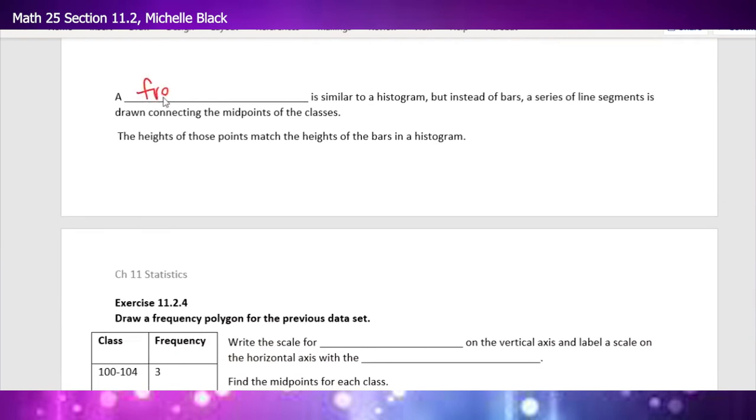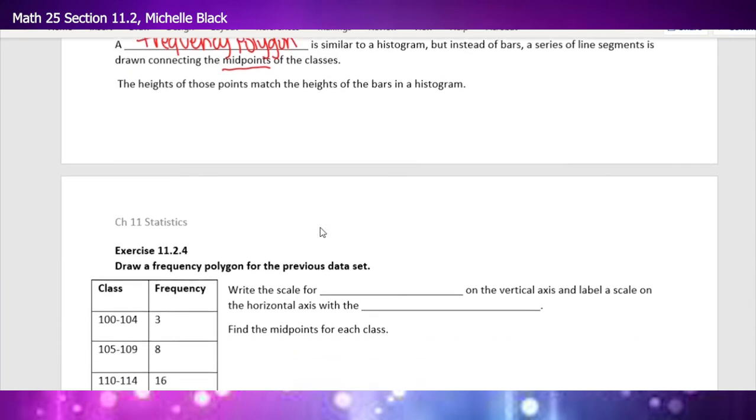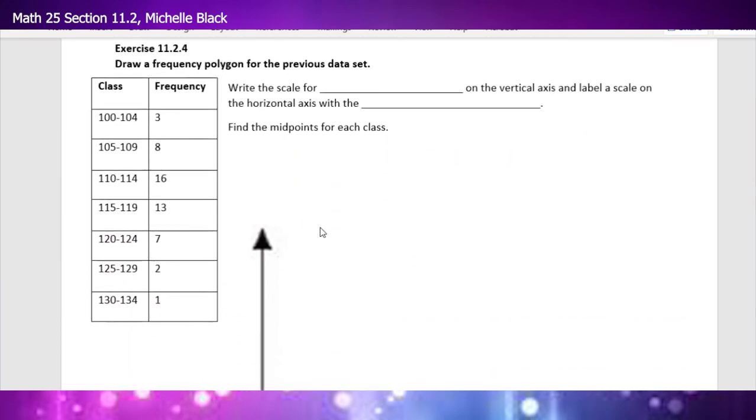A frequency polygon is similar to a histogram, but instead of bars, a series of line segments is drawn connecting the midpoints of the classes. So we need to calculate the midpoints. The heights of the points that we plot should match the heights of the bars we drew in our histogram. So for exercise 4, let's make a frequency polygon for the same data set that we just drew the histogram for. So this is the data of the 50 states' highest recorded temperatures.